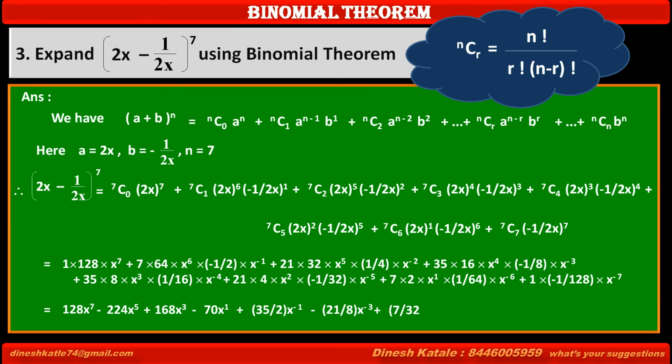Seventh term is 7 into 2 into 1 upon 64, that is 7 upon 32 into x^(1-6), that is x^-5. And the last term is 1 into minus 1 upon 128, that is minus 1 upon 128 x^-7. This is the binomial expansion of the given binomial by using the binomial theorem.